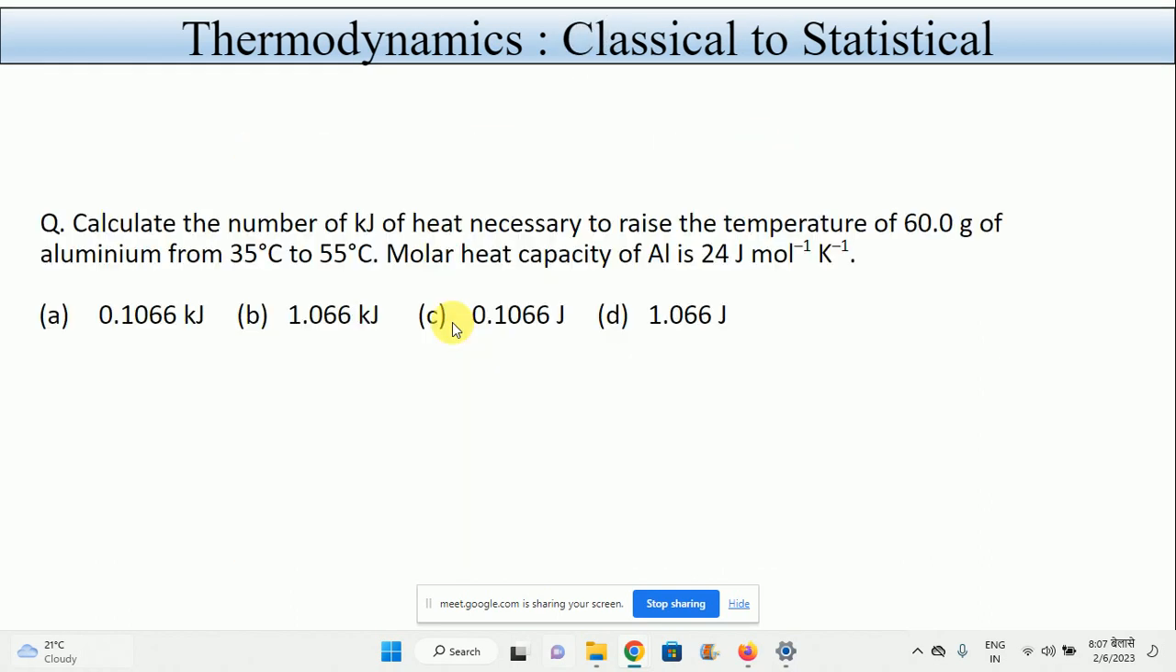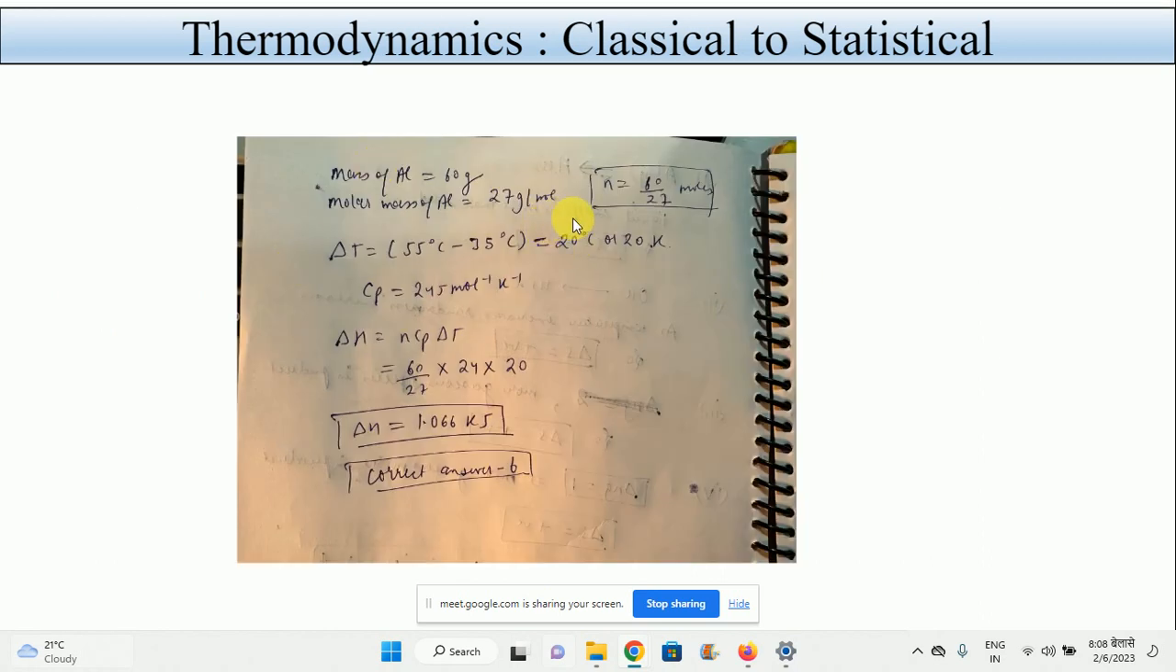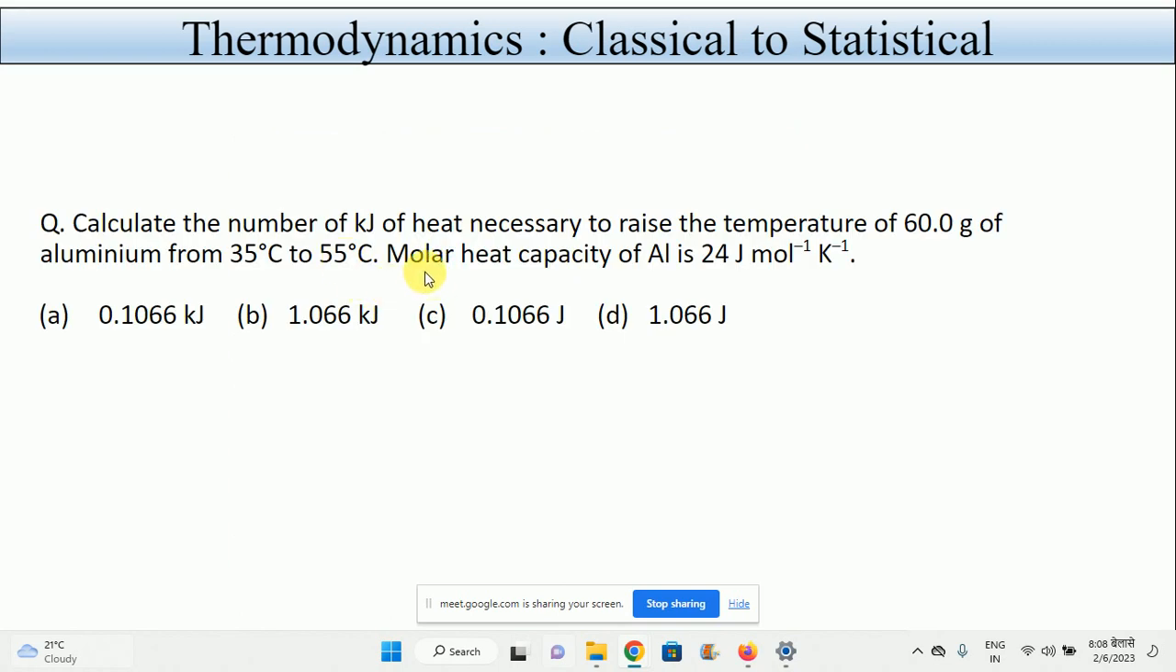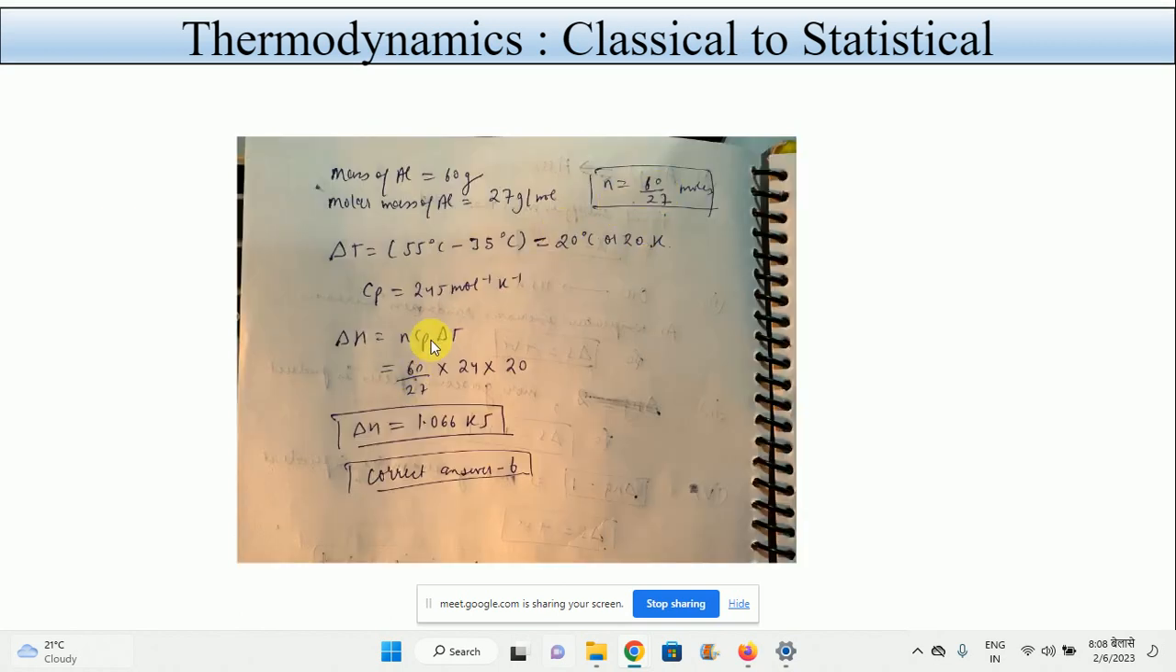And delta T, it is given that it is changing from 35 degrees Celsius to 55 degrees Celsius, so it is 20 degrees Celsius or Kelvin, it is the same. So change in temperature, delta T, is equal to 20. Mass is 60 gram, molar mass is 27 gram per mole. So 60 upon 27, Cp is 24 joule per mole per Kelvin, and then delta T is 20. By solving this, we get the delta H value.